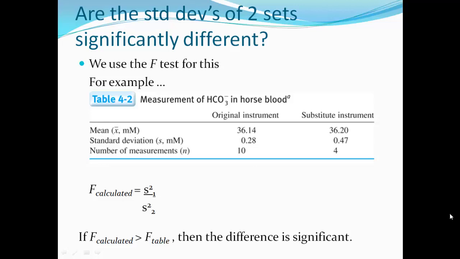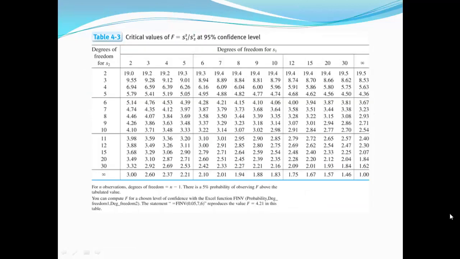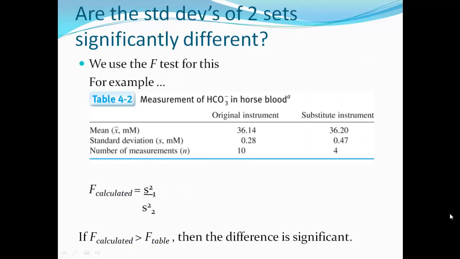Now, what table am I talking about? Well, it's on page 81 in your book, but I have it here as well. So let's try to do the problem. You can see that the original instrument has 0.28 standard deviation, so we're going to put that one in the denominator. So what we're going to do is take 0.47 squared divided by 0.28 squared, and that is going to give you 2.82. So that's the calculated F value.